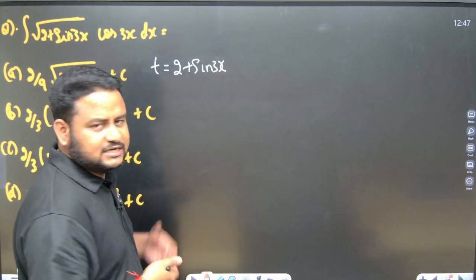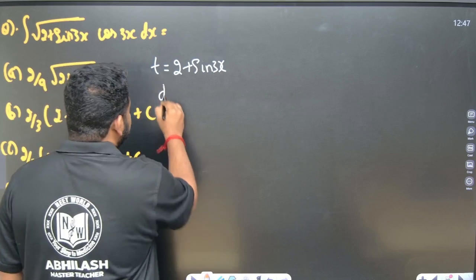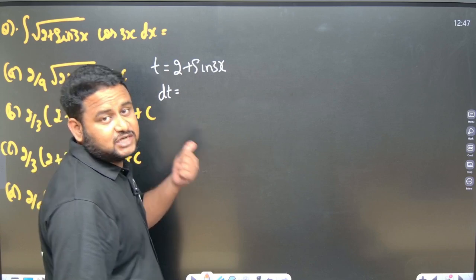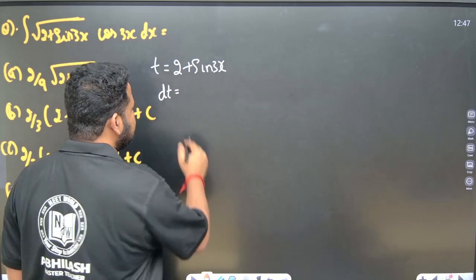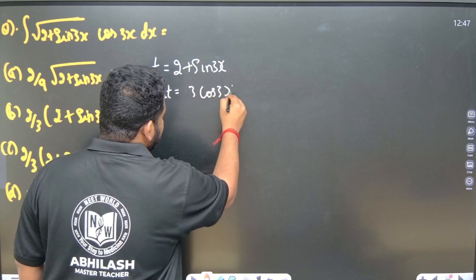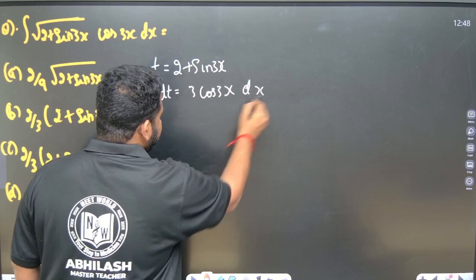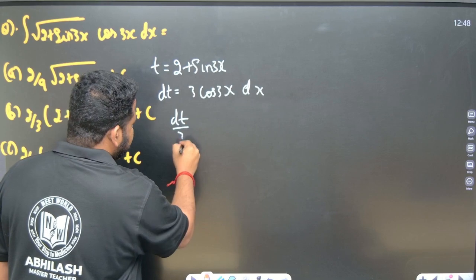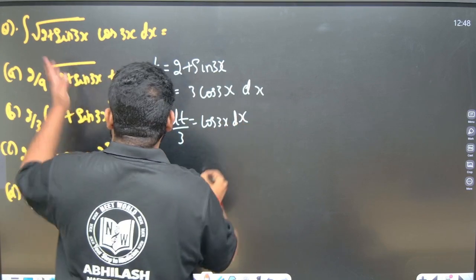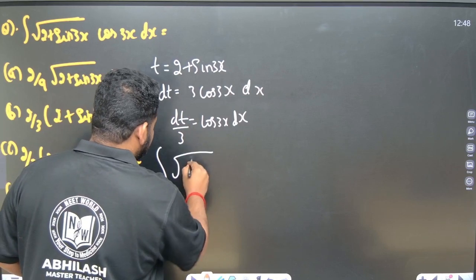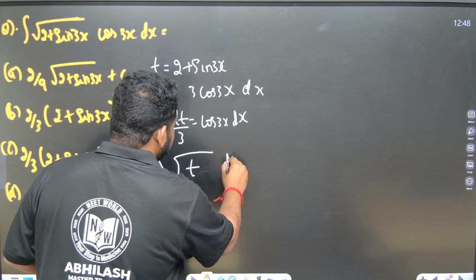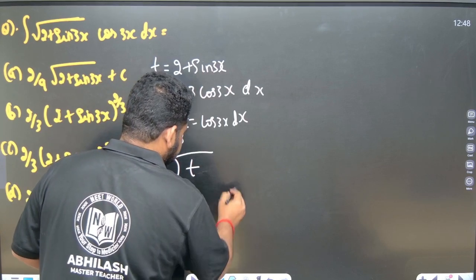Now what we should do? Let us differentiate. dt is equal to, this is a constant so it becomes 0. I am finding the differential of sin 3x, not the integral. The differential of sin 3x is nothing but 3 times cos 3x. So dt is 3 times cos 3x dx. So dt by 3 is equal to cos 3x dx. If I put it here, this will become integral of square root of t into 1 by 3 into dt.